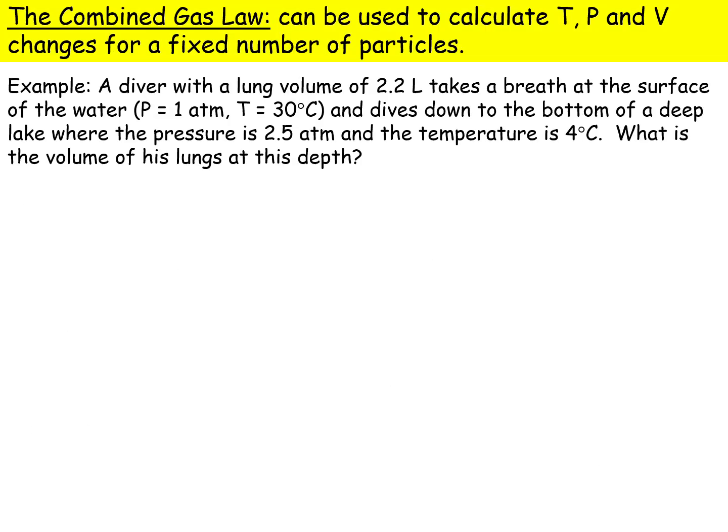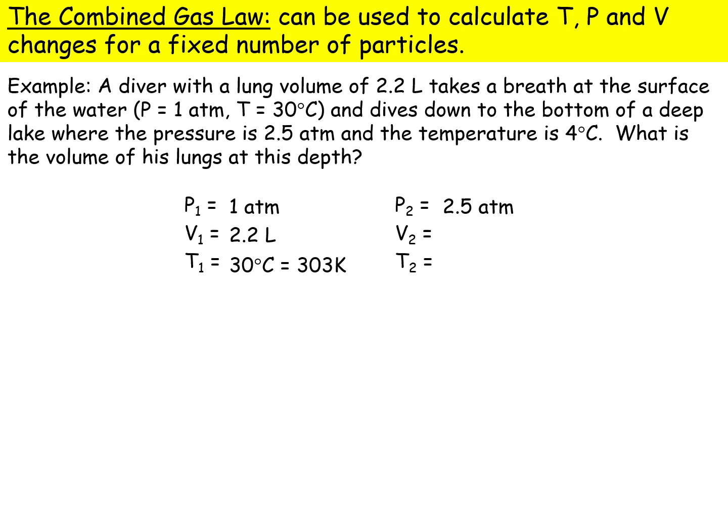All right, then we have the combined gas law, and this is when you have temperature, pressure, and volume changing. So here we have the example. We've got a diver at the surface of the lake. He goes down to the bottom of the lake, and we have a whole lot of words. So let's extract these numbers. We are starting out at a pressure of 1 atmosphere. The diver's lungs are 2.2 liters, and the temperature is 303 Kelvin at the surface of the lake.